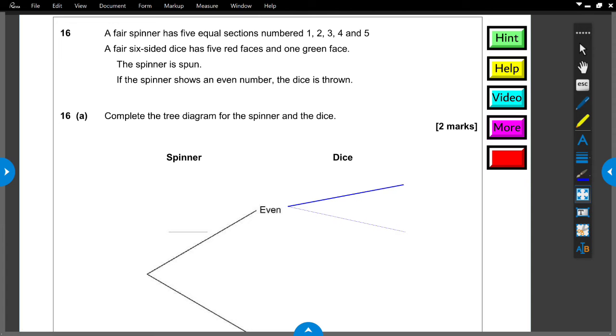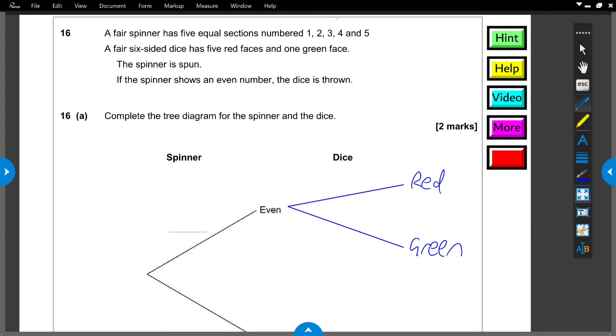So we need to label these lines. The possible outcomes were red or green. We can label that red, and this one green. Now we need to think about the probabilities of each one. Now it's always best to think about probabilities, well, most of the time anyway, in terms of fractions.